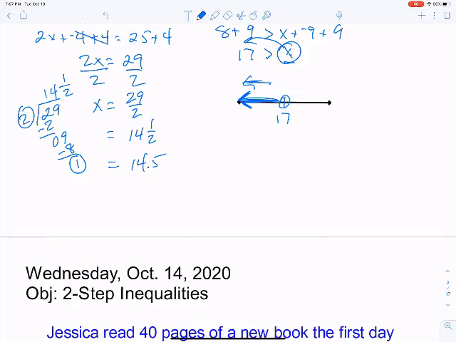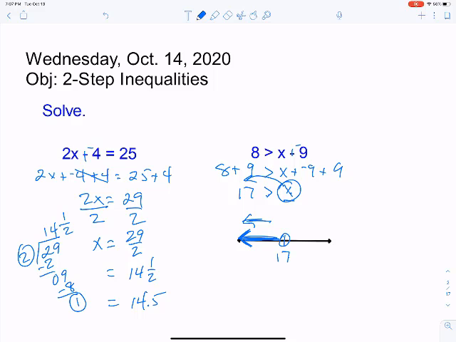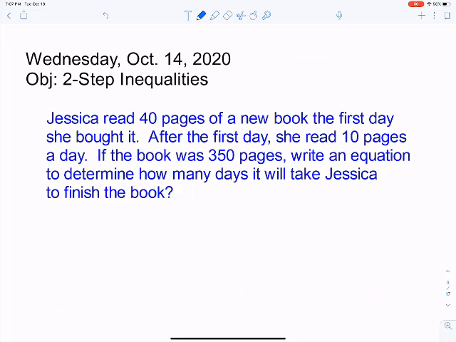What we worked on in our warm-up for the first two questions was an equation. This is an inequality. In this particular problem, it asked for an equation. So that means I need something that's going to have an equals in it. Okay, so let's see if we can do it. It says, Jessica read 40 pages of the new book the first day she bought it. So that is a given, 40 pages. After the first day, she read 10 pages a day.